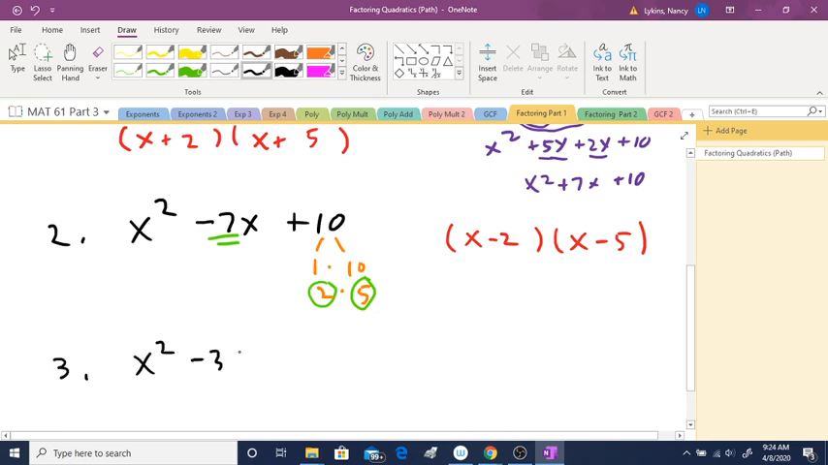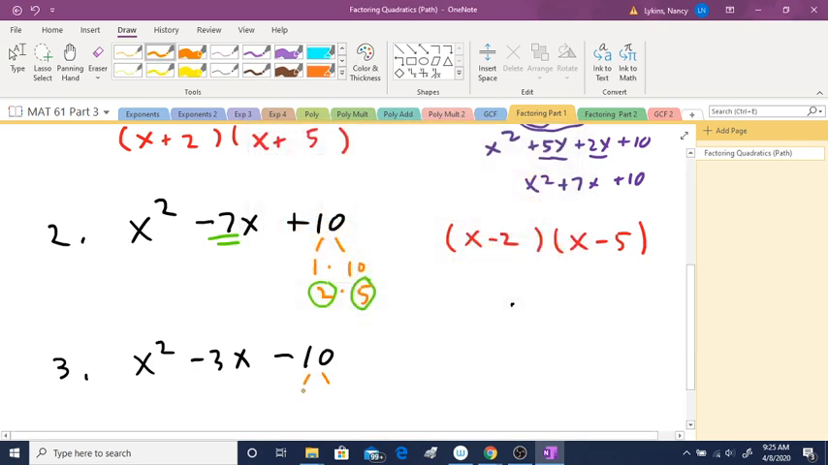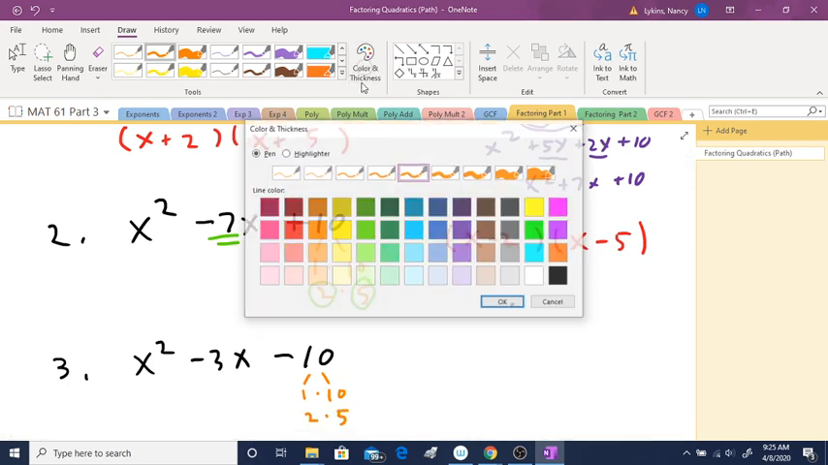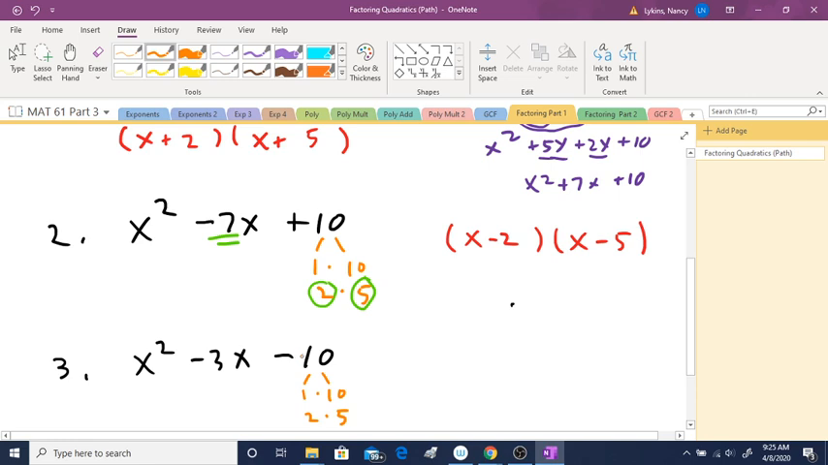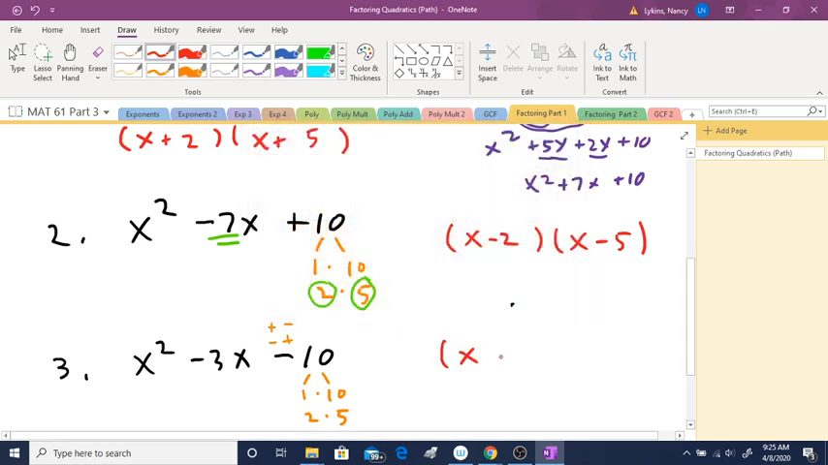x squared minus 3x minus 10. I'm still using my factors. 1 and 10, 2 and 5. Now, this is a little different because if this is a minus, that means we're looking at a plus minus or a minus plus. That's what we're looking for. So I know starting off, I'm going to have an x minus, x plus. It doesn't matter the order.